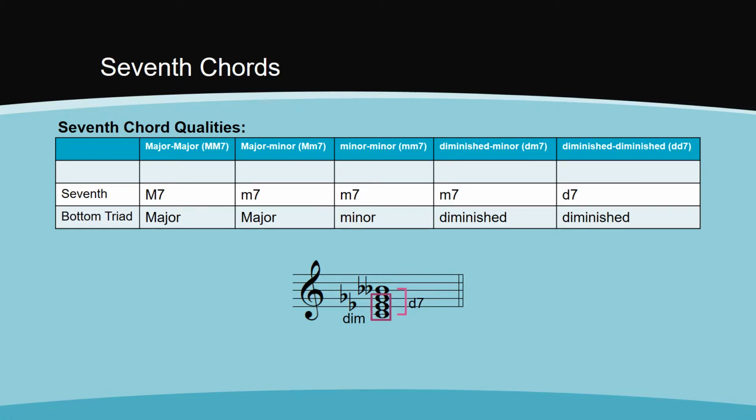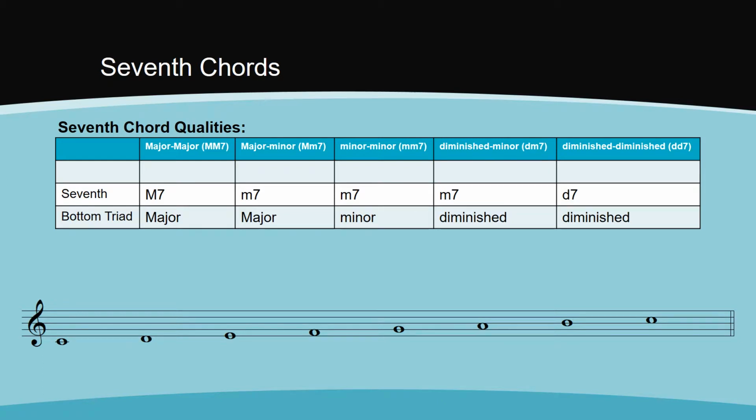Remember how we took a major scale and built triads on every scale degree in the last module? We can do the same thing with seventh chords. Here is a C major scale. Here is what the scale looks like if we build triads on every scale degree. Here is what the scale looks like when we build seventh chords on every scale degree. And here is what the quality of each of these seventh chords is. This procedure will create the same seventh chord quality results for any major scale.